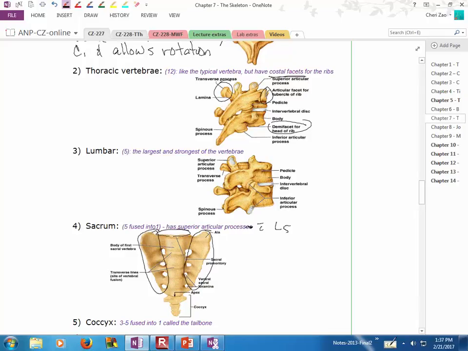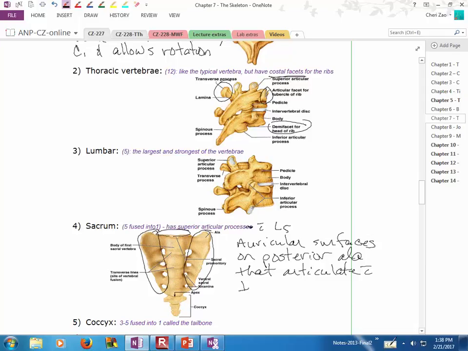And it's important that you actually realize there is another name for the surface on the backside, and it's called auricular. Auricular is for ear. That's an ugly ear is all I've got to say about that. So we have auricular surfaces on the posterior ala that articulate with our ilium.